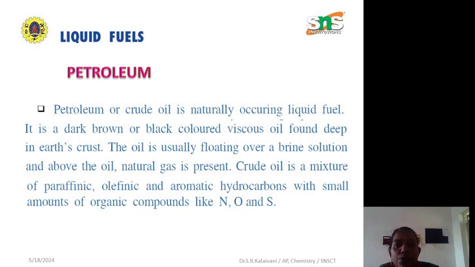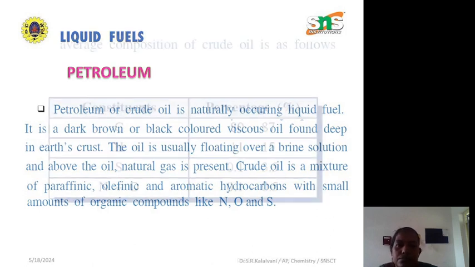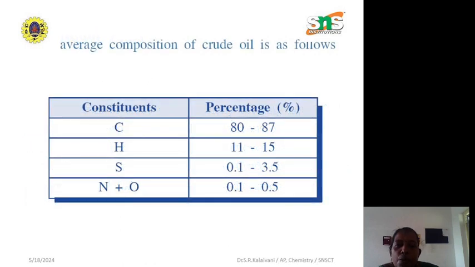The oil is naturally floating over a brine solution, and above the oil natural gas is present. Crude oil is a mixture of paraffinic, olefinic, naphthenic hydrocarbons with a small amount of organic compounds like nitrogen, oxygen and sulfur. The average composition of crude oil: carbon 80 to 87 percent, hydrogen 11 to 15 percent, sulfur 0.1 to 3.5 percent, nitrogen plus oxygen 0.1 to 0.5 percent.